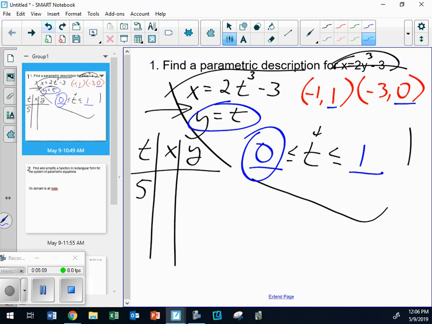If I stick in t equals 0, then y equals 0. And it looks like I'm zeroing in on this point. And then let's see if that other one works. It does. It's -3. Look at that. See what I'm saying? That's how you check to make sure it's right.